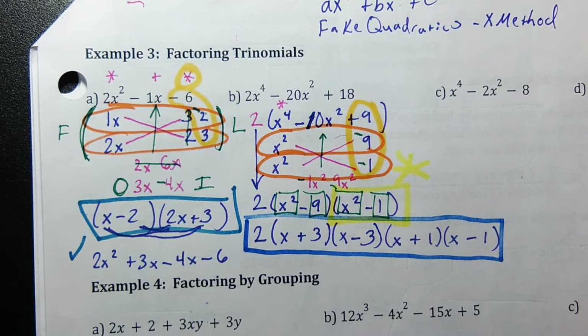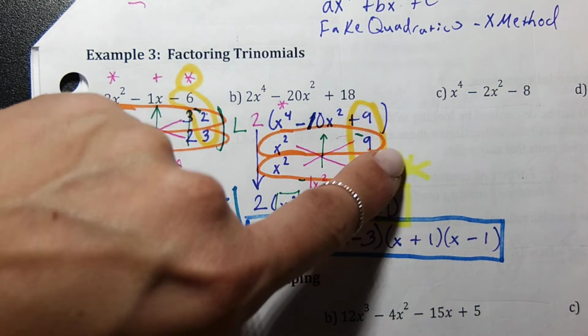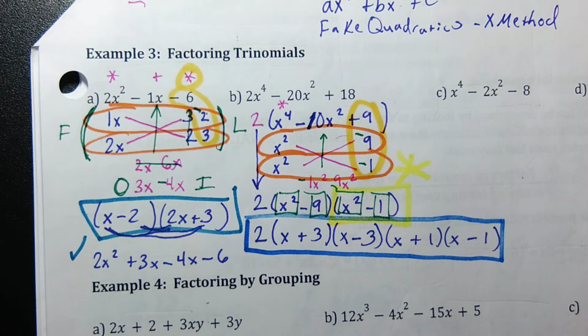So we always want to make sure that after we've taken out a GCF, we try to factor. After we factored using the x method, we try to factor. We always want to make sure that we are as factored as possible. So folks, with that in mind, I want you to see what you can do with problem C. Is there a GCF? Is it sum and difference of cubes? Is it difference of squares? Or should we use the x method on that fake quadratic? Go.